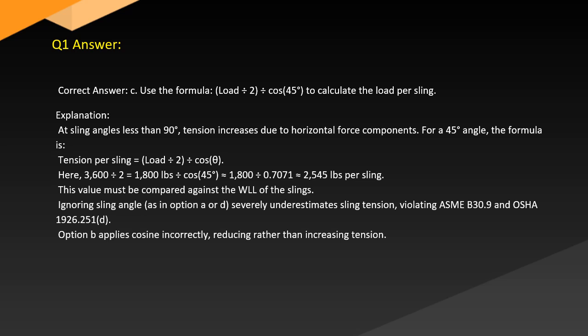This value must be compared against the WLL of the slings. Ignoring sling angle, as in options A or D, severely underestimates sling tension, violating ASME B30.9 and OSHA 1926.251. Option B applies cosine incorrectly, reducing rather than increasing tension.